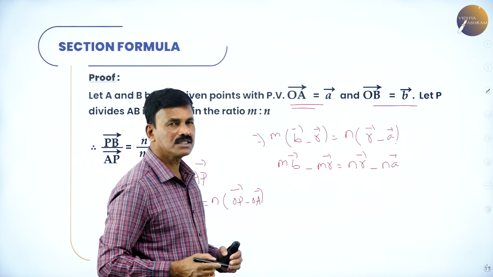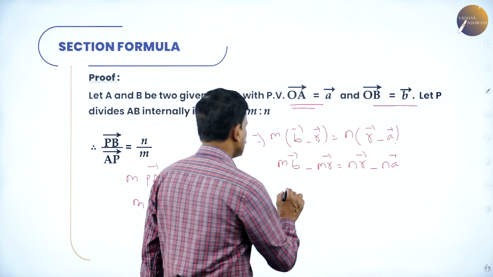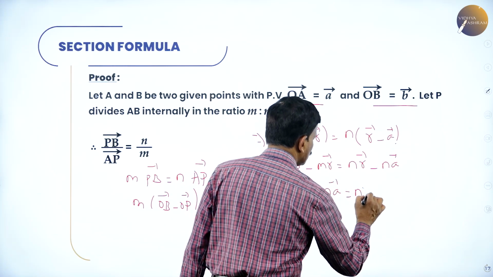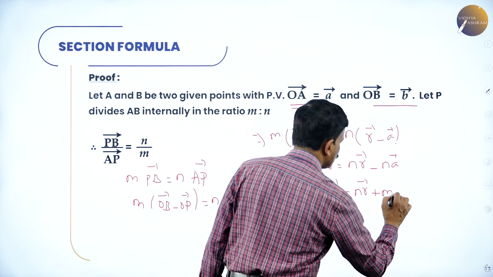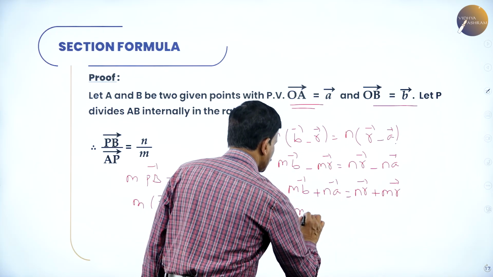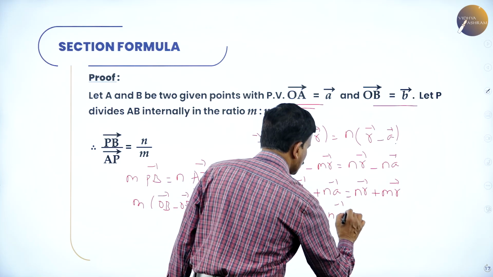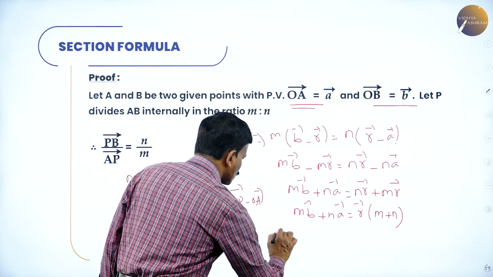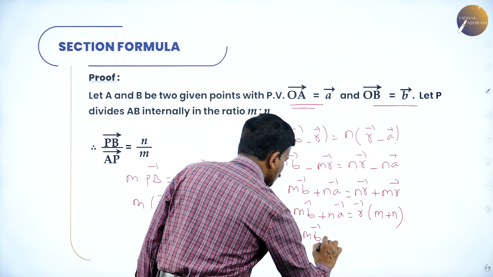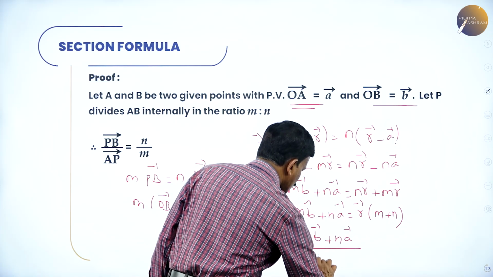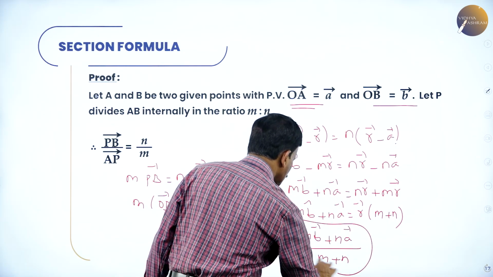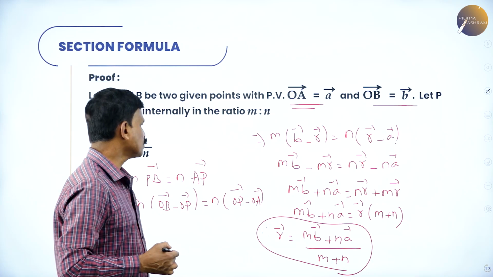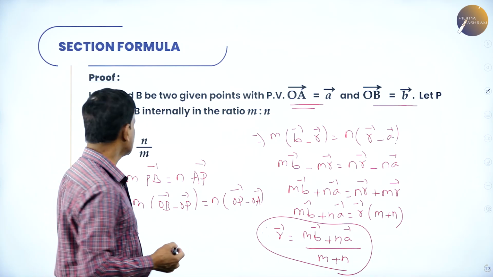Just equate the terms which contain R on one side. So m into vector B as it is, transfer the minus, it becomes plus n into vector A, is equal to n into vector R plus m into vector R. So you can write m into vector B plus n into vector A is equal to R, which is a common factor, times m plus n. Therefore vector R is equal to m into vector B plus n into vector A divided by m plus n, which is the required answer. That is nothing but your internal division.